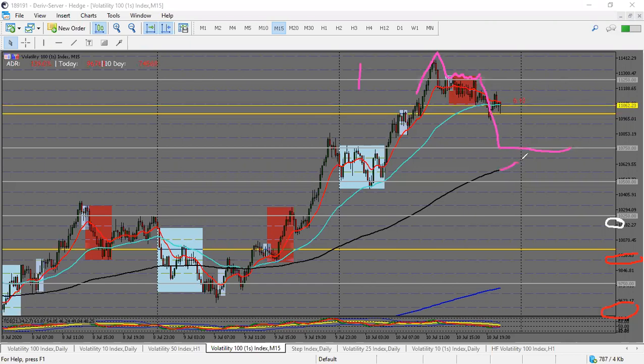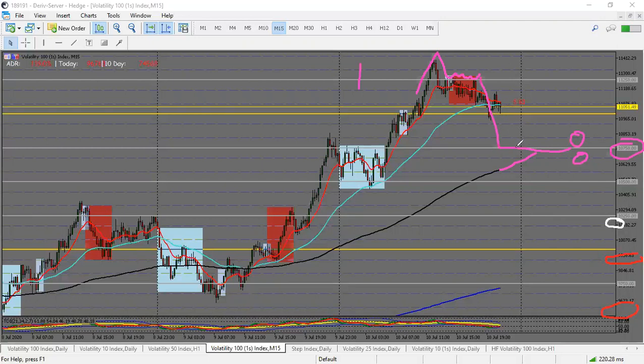Why? Because the 200 EMA will be somewhere around that area. If it doesn't turn at 10,750, it can turn either at this hesitation zone or at this hesitation zone, because those are hesitation zones on 10,750. These hesitation zones are for the quarter points that are in between.